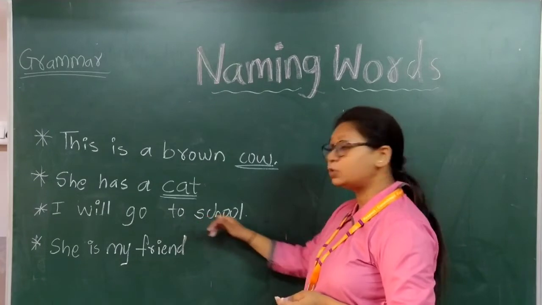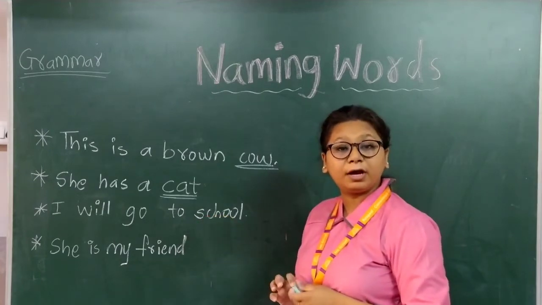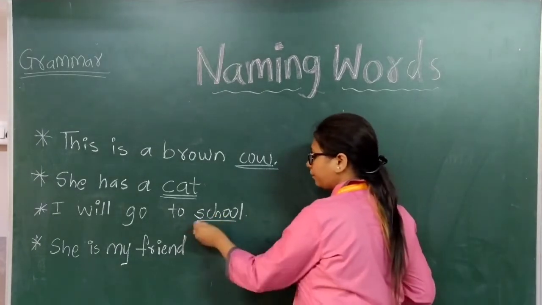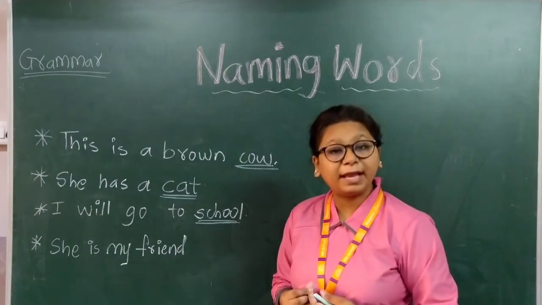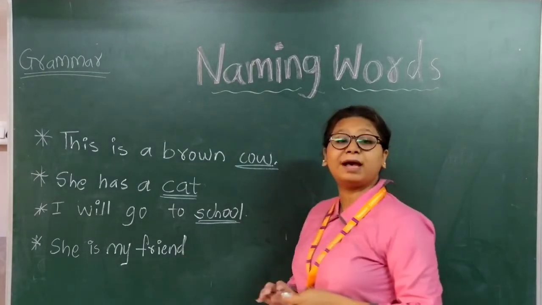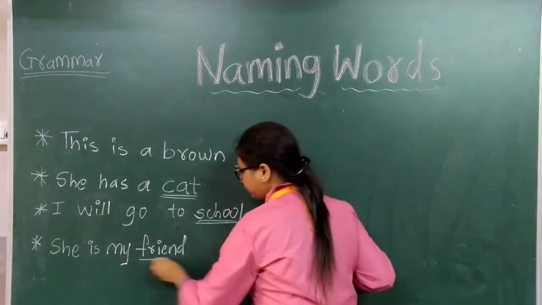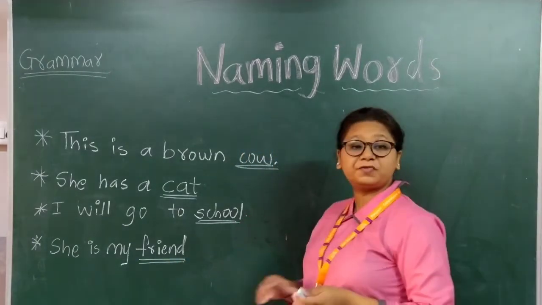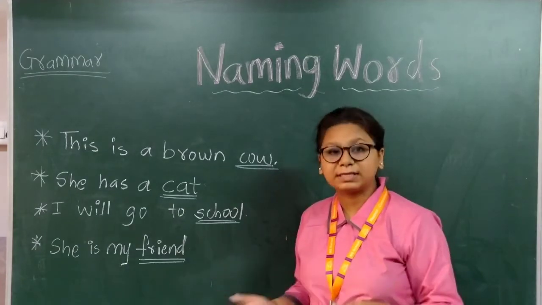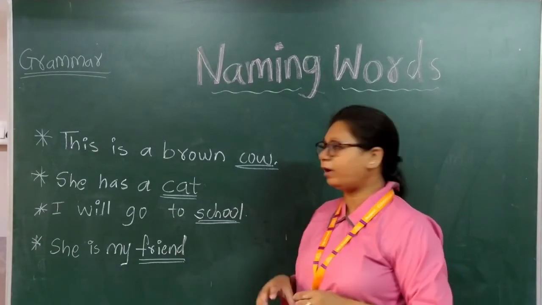I will go to school. What is the naming word? School. Because it is the name of a place. She is my friend. Now what is the naming word? Friend. Because friend names a person. So it is known as a naming word.